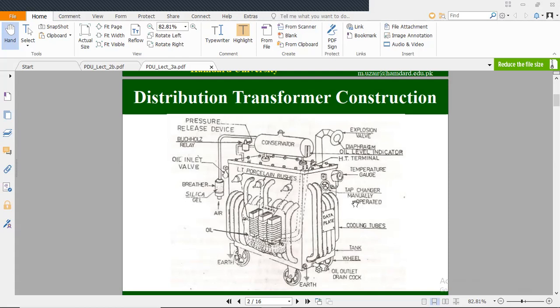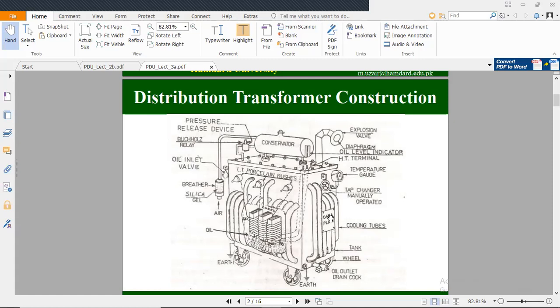Tap changer, manually operated, so this handle is the manual handle to increase or decrease the tap changing, on load and off load. This mechanism can be operated by moving this handle, increasing and decreasing the tappings in the distribution transformer. Cooling tubes: these are the fins in this shape, which we call tubes.